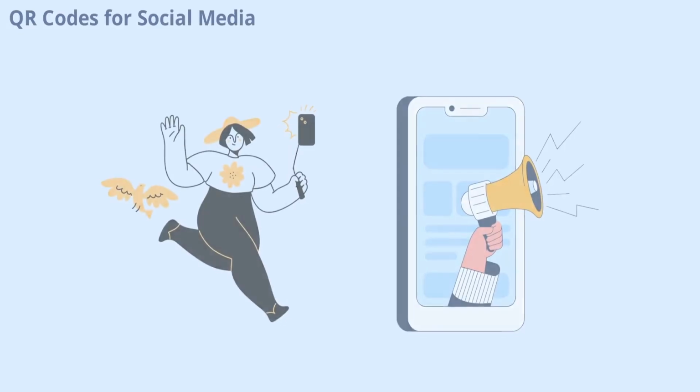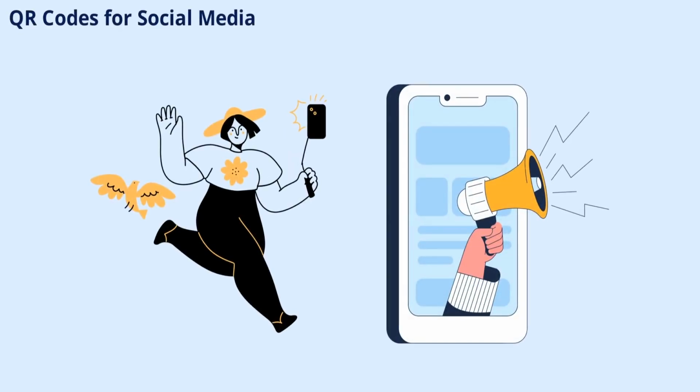Social media platforms let users create QR codes that link directly to their profiles. This makes it easy to share your account with friends or followers. Just scan the code, and you're instantly connected. It's a simple way to grow your network and stay in touch.